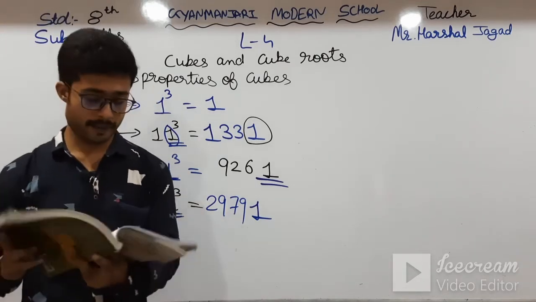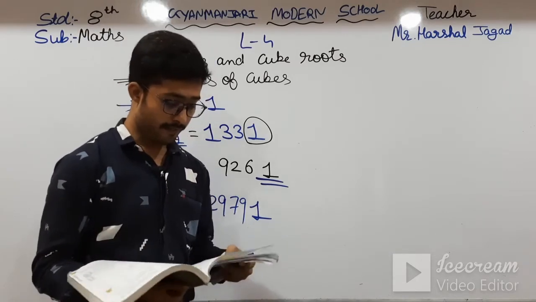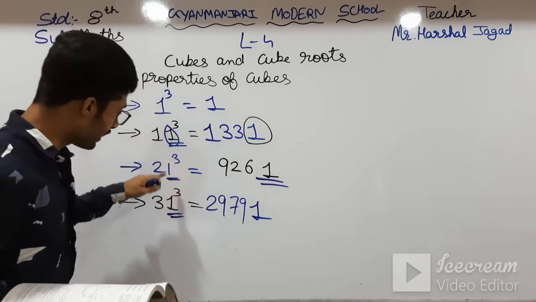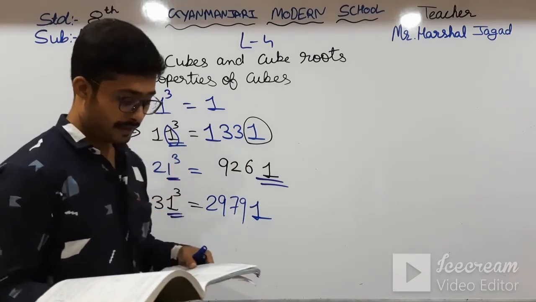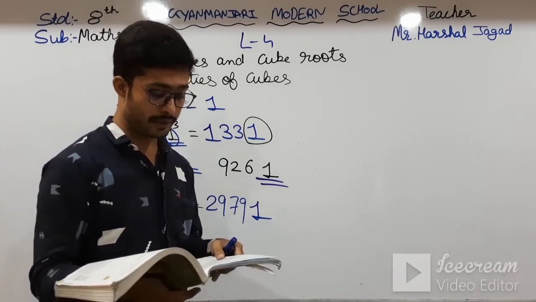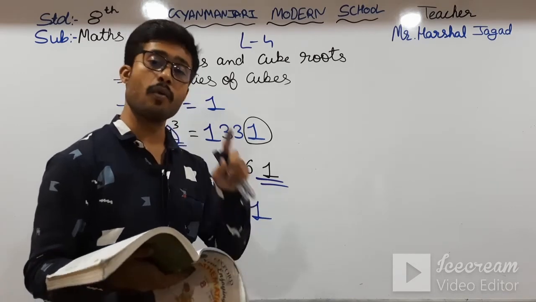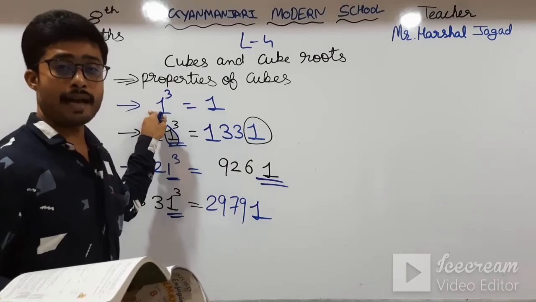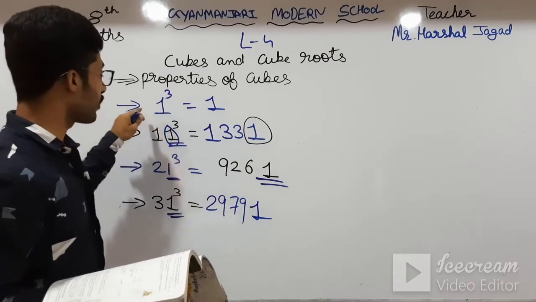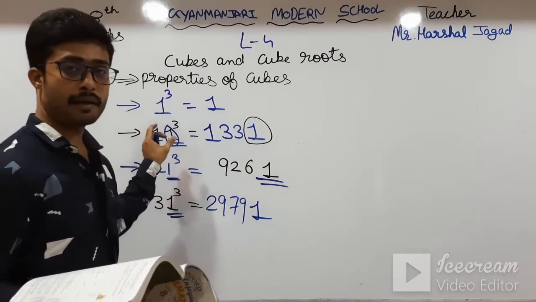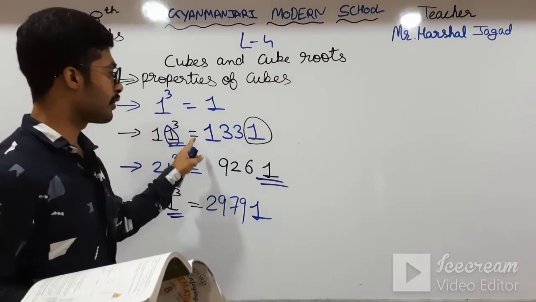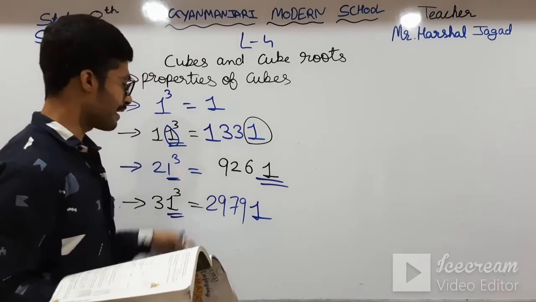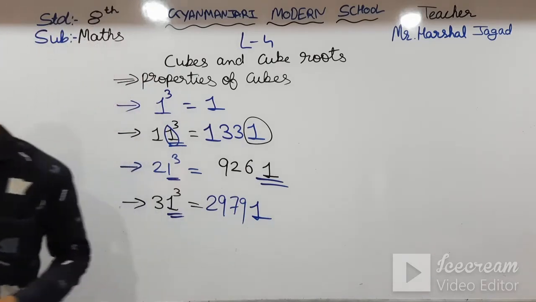So the first property: for a number with unit digit 1, their cube will also have the unit digit as 1. Means if we take any number that has unit digit 1, then its cube also has unit digit 1. Okay students, these are some of the examples given in your textbook.